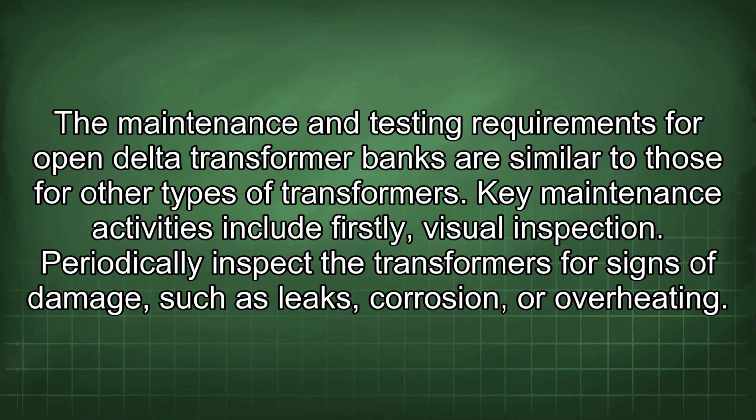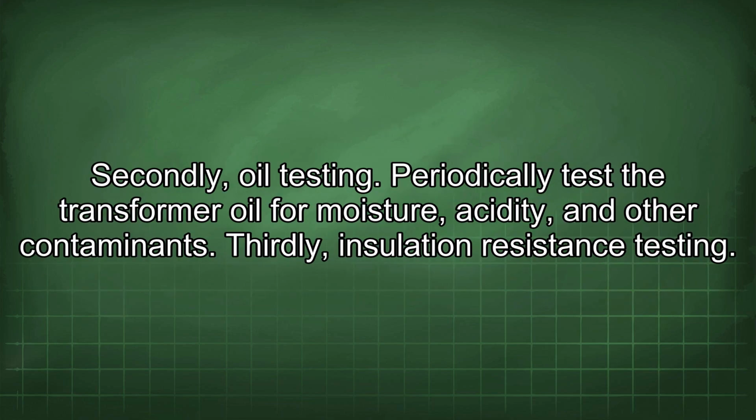The maintenance and testing requirements for open delta transformer banks are similar to those for other types of transformers. Key maintenance activities include, firstly, visual inspection. Periodically inspect the transformers for signs of damage, such as leaks, corrosion, or overheating. Secondly, oil testing. Periodically test the transformer oil for moisture, acidity, and other contaminants.